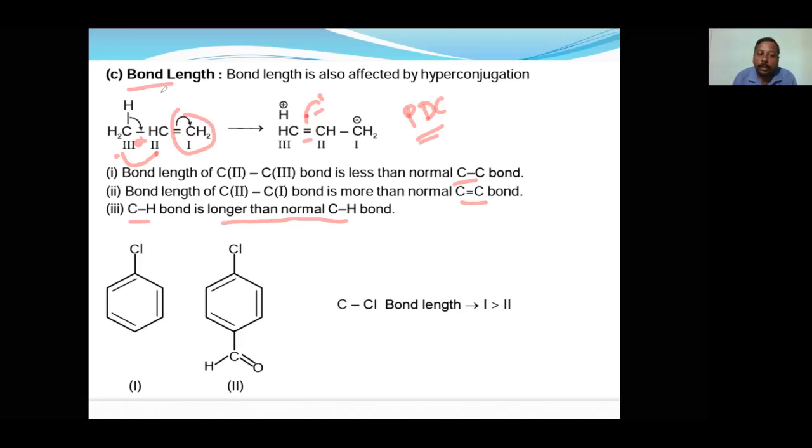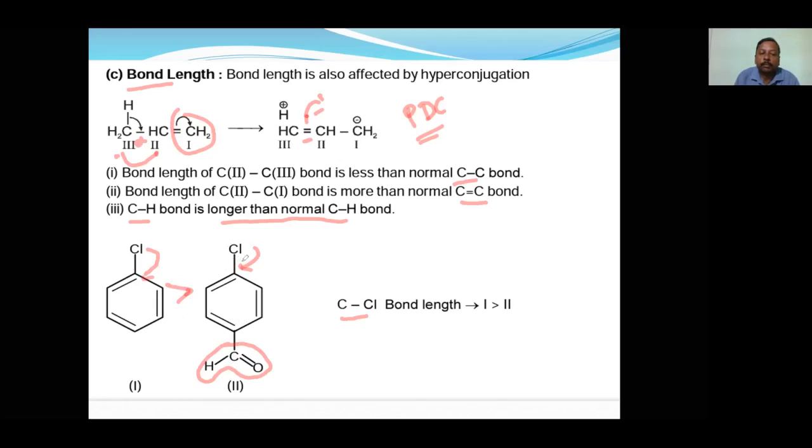That is also explained in terms of what? Hyperconjugation only. Okay, so this is the next example. See, this chlorine is attached to the alpha active carbon. Now, here, when it is attached with the aldehyde group, we are talking about the carbon-chlorine bond length. In one it is greater than in two. Because of hyperconjugation, this will spread all over this.